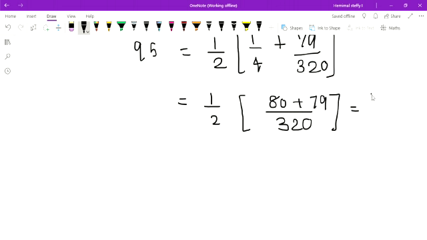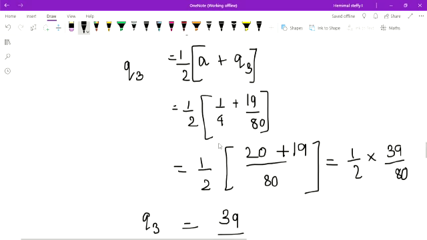Then 1 by 2 into 80 plus 79 gives 159 by 320. Then equal to 1 by 2, gives the answer: 159 by 320 into 2 is how much? 640. Almost we have found the 5 rational numbers.